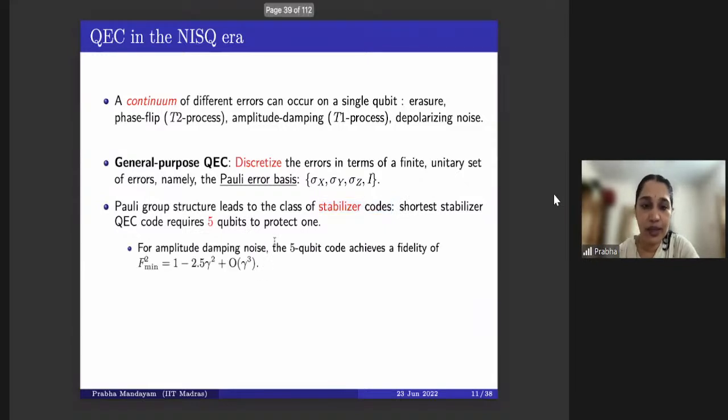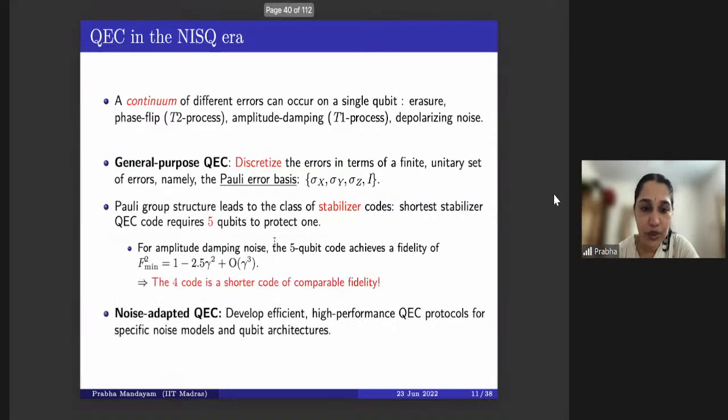However, in the early days of quantum error correction, people actually came up with what is called a 4-qubit code, okay? So this is what I will talk about in the next slide. I will talk about a 4-qubit code for amplitude damping, which actually performs almost as well as the 5-qubit code. And I will explain what this fidelity is, again, in a slide or two.